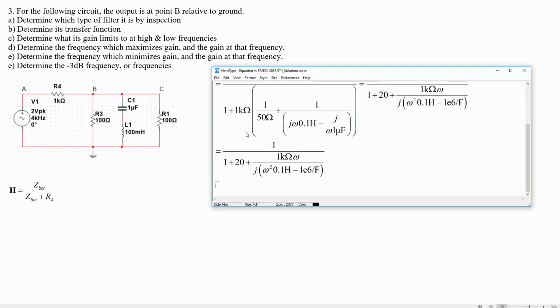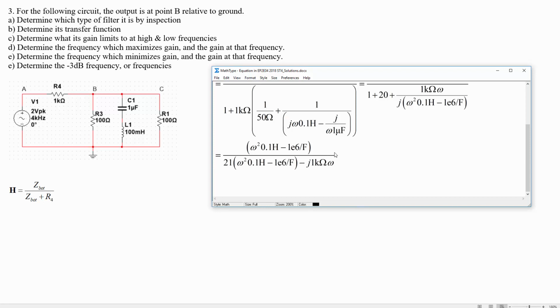So let's see. The divided by j here can end up being negative j for that. And this is going to end up being 21. Okay, so if we want, we can take that thing and put it into both of those different terms too. Okay, so there is our transfer function.